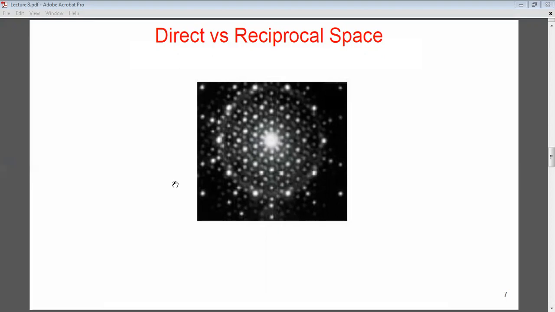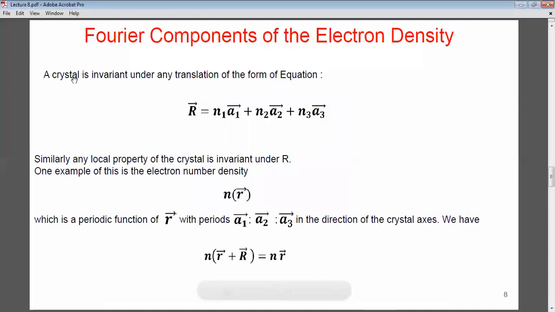For every R, there is a reciprocal lattice translation vector G given by V1B1 plus V2B2 plus V3B3, where V1, V2, and V3 are integers, and B1, B2, and B3 are reciprocal primitive lattice vectors described in lecture 7, and we will come across them again over here. Reciprocal space is sometimes described as Fourier space. Okay, so a crystal is invariant under any translation of the form R equal N1A1 plus N2A2 plus N3A3.